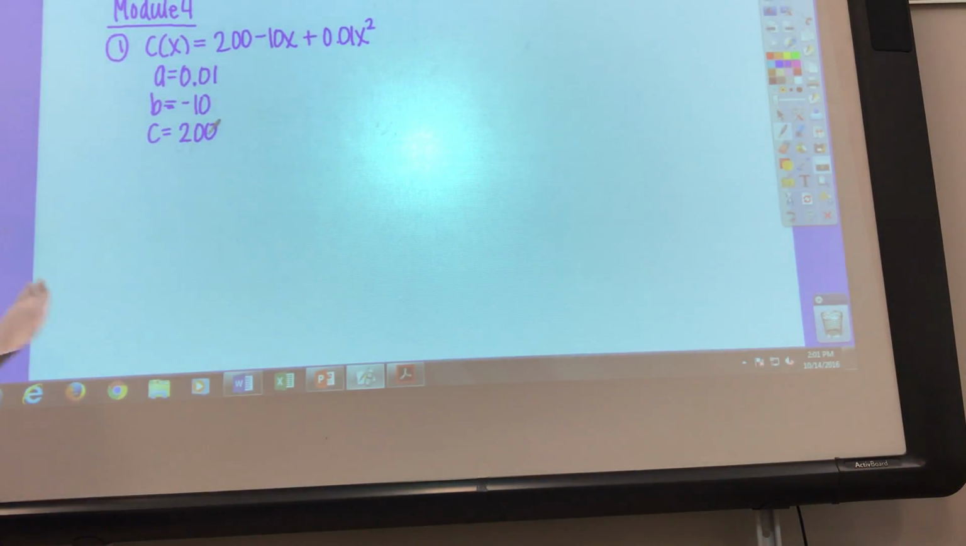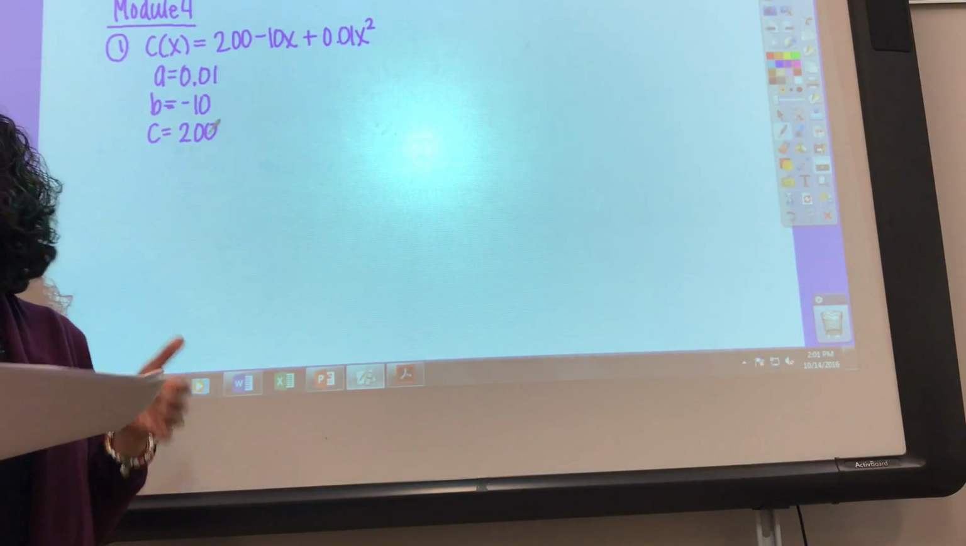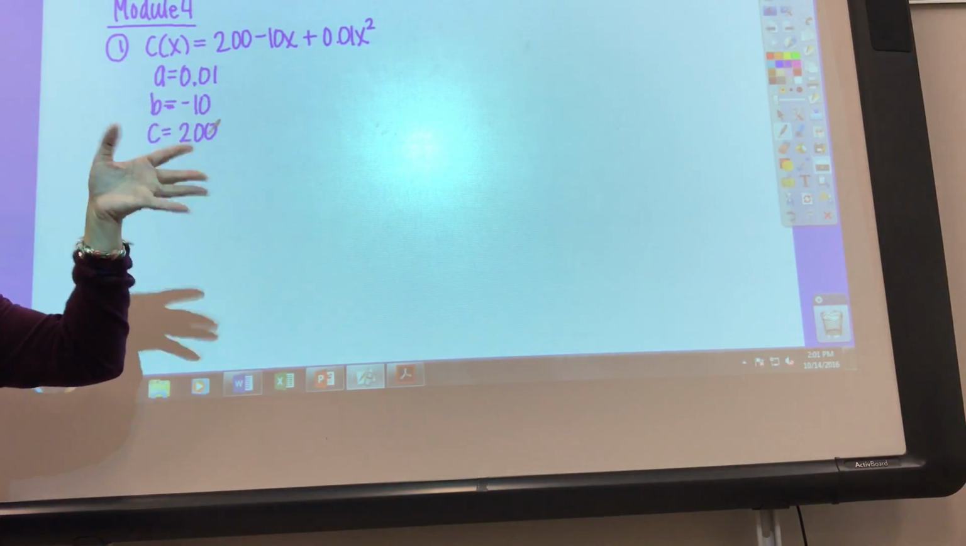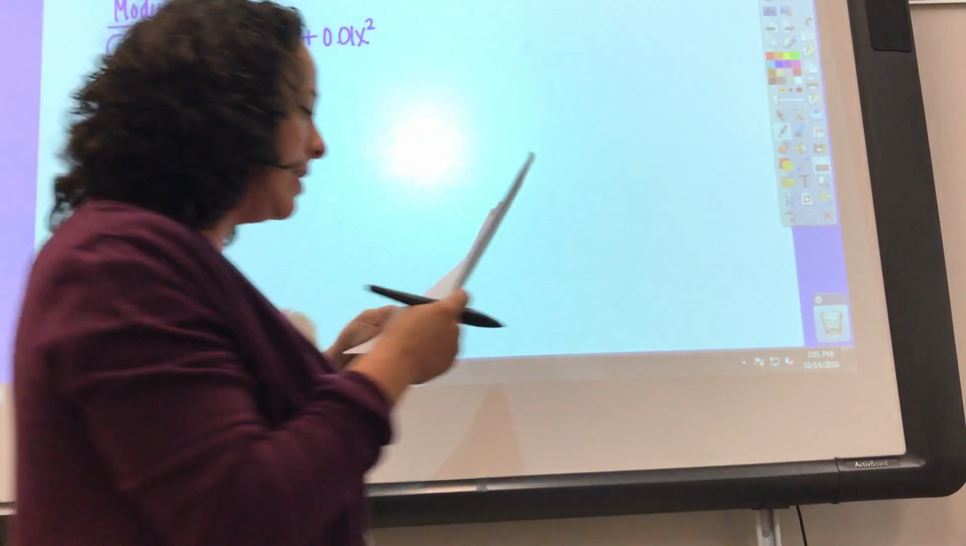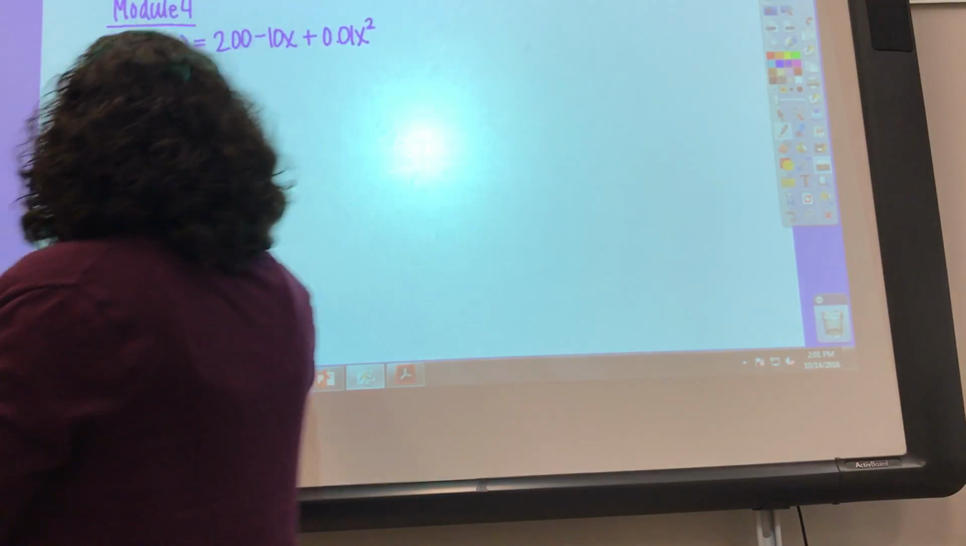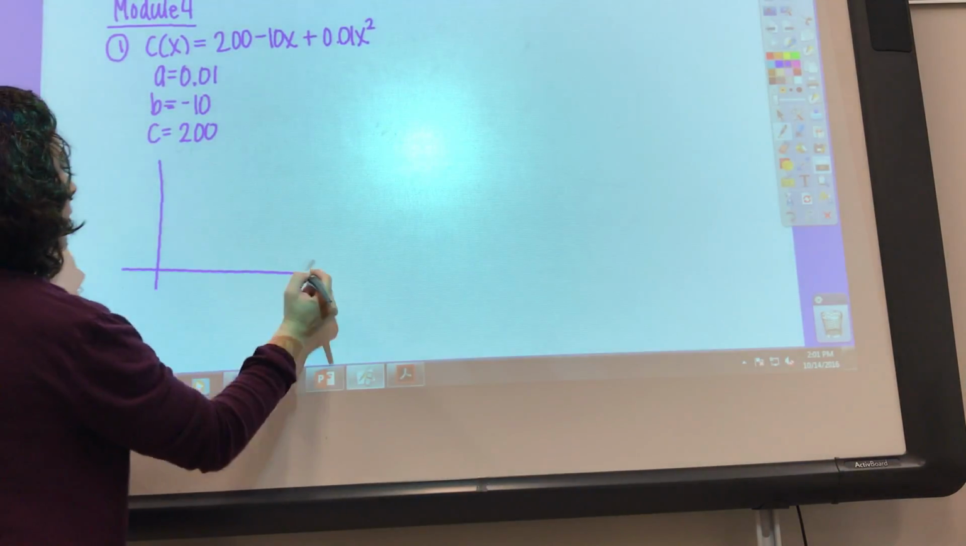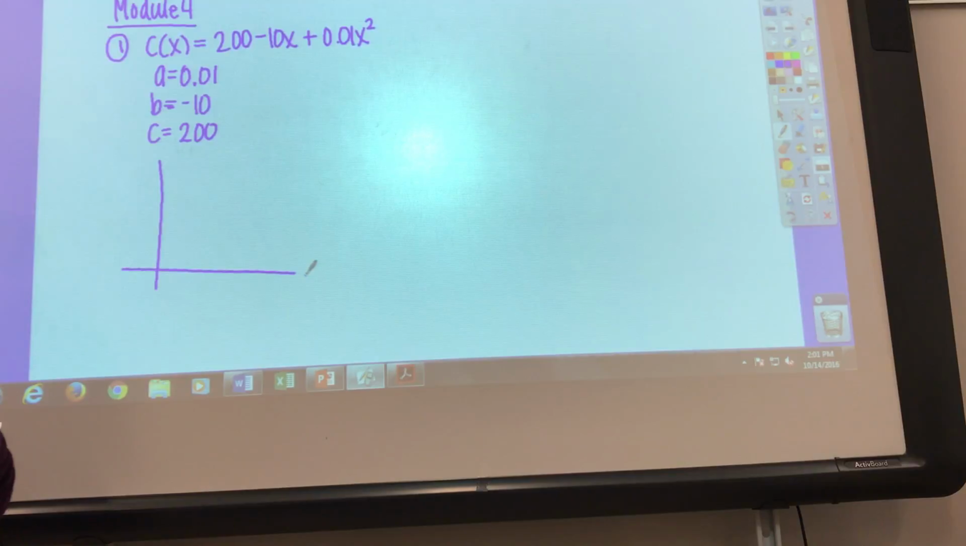What I've noticed is some of you are putting these in standard form and you're messing up your signs. Just keep them like they are. Now it says that C is the total cost. So C is what value? What variable is C acting as right now?